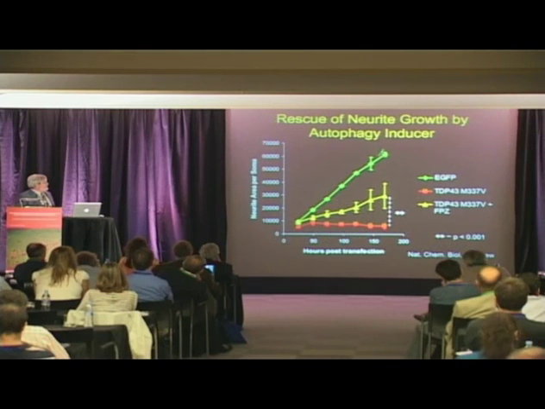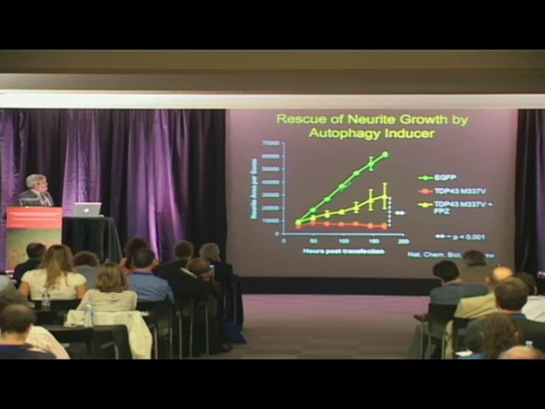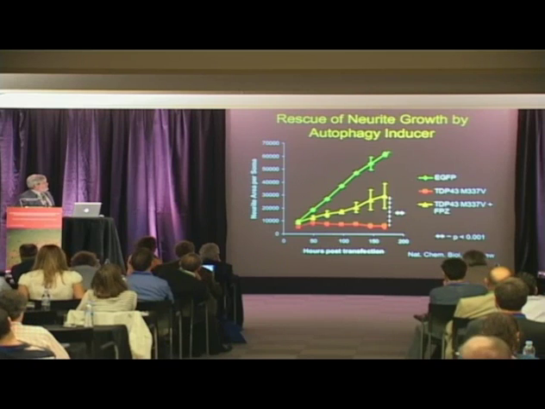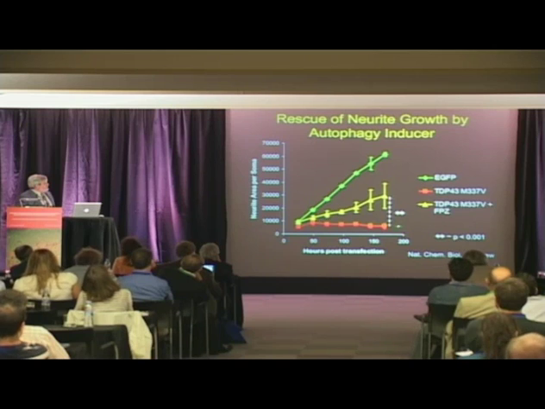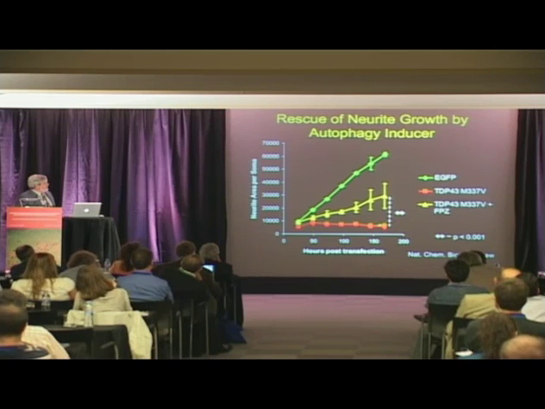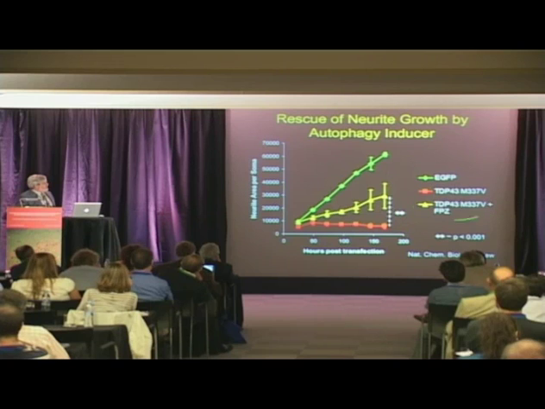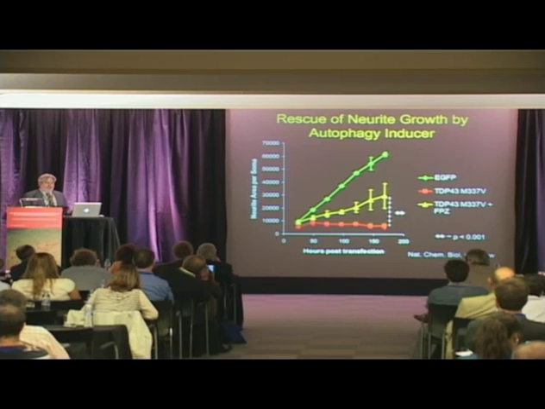So we've used that in an automated assay to be able to measure and watch as neurites grow normally, as they degenerate in our TDP-43 model, and then as we add our autophagy inducer, how we're able to restore, or at least mitigate, some of that loss in neurites, which is encouraging.